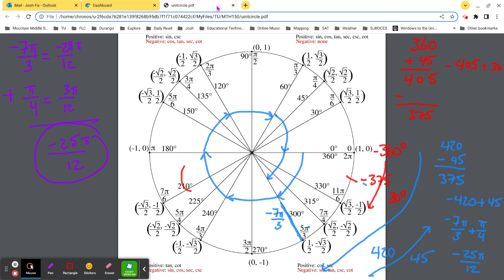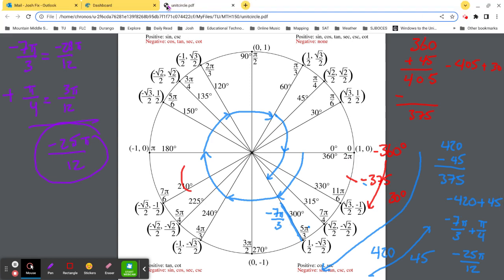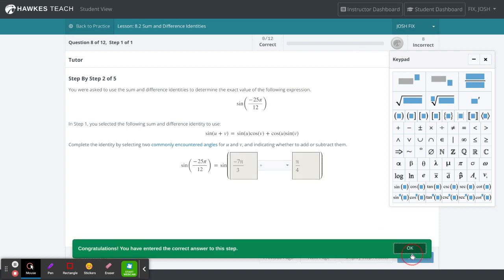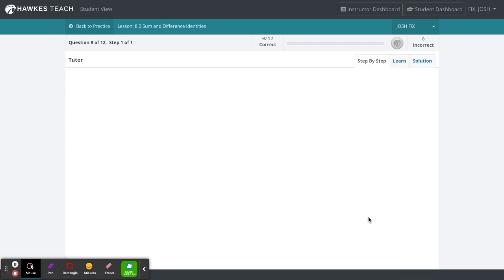So that's our negative 420, using our negative 420 and our positive 45. If we add those together, we get to our negative 375, which is this location right here in the red where we wanted to be, which is also known as our negative 25 pi over 12 because we converted that on the previous screen. All right, so now kind of keep moving forward. We go back to our problem. We got those plugged into our formula. We hit submit. All right, let's see what we got next.